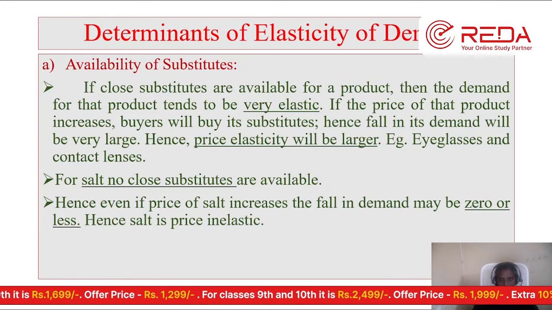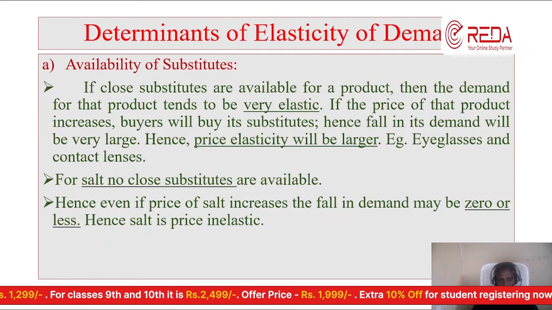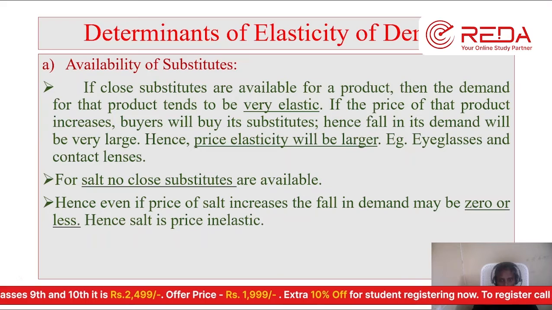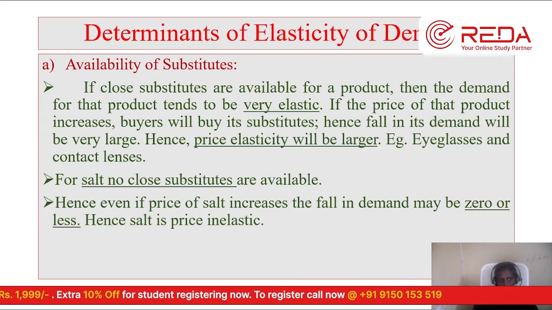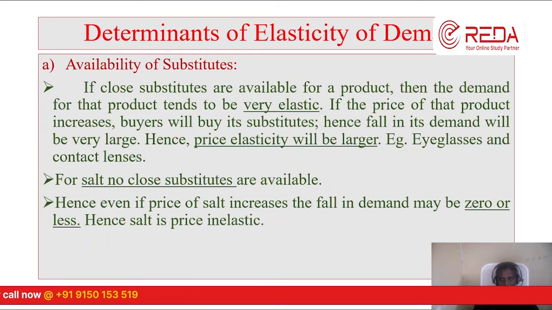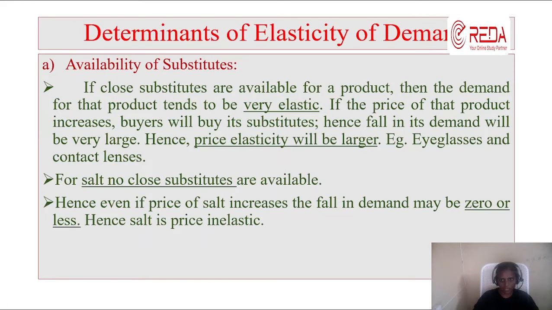So in a few commodities, the demand change will be zero or a lesser one. At that time the price elasticity will be inelastic, or otherwise it will be very elastic, which we call availability of substitutes. From this picture, you will come to a clear conclusion that only the price of the substitute goods determines the demand, whether it is increasing or decreasing, and anyway the elasticity will happen.